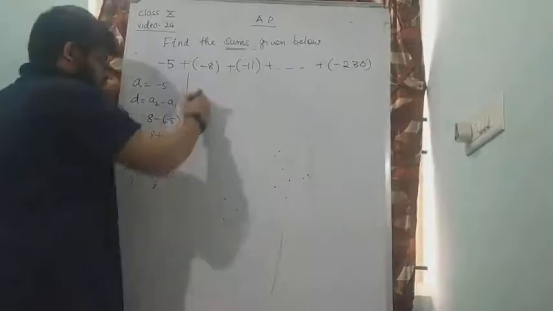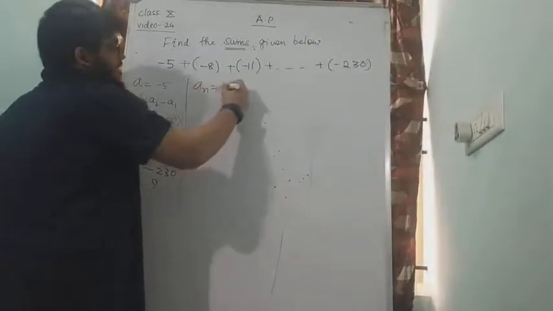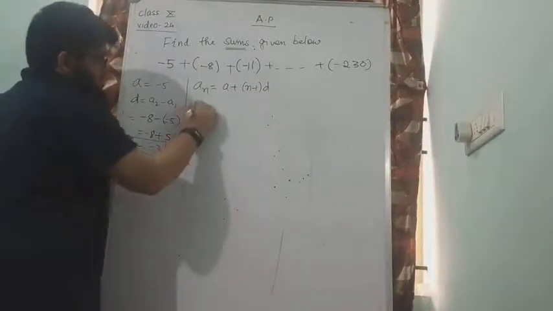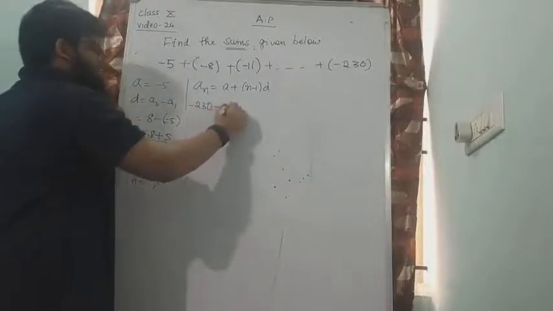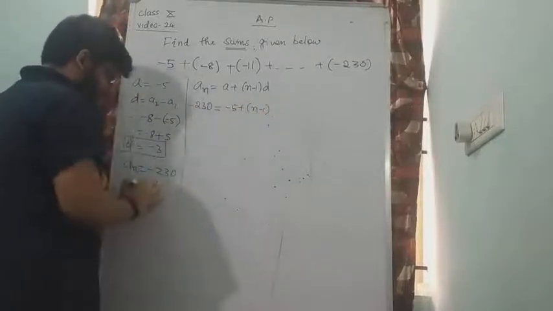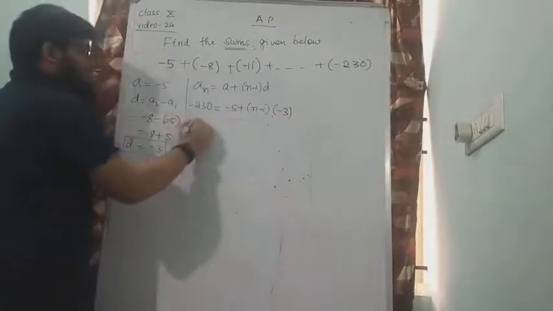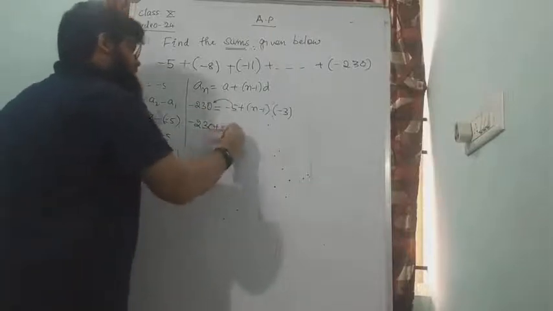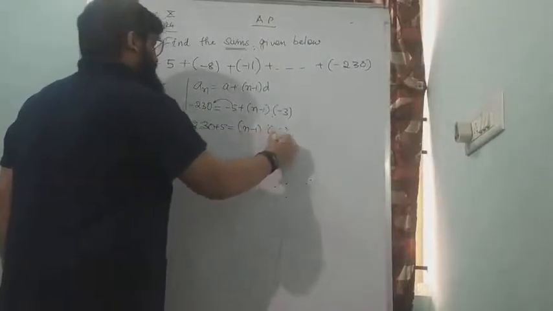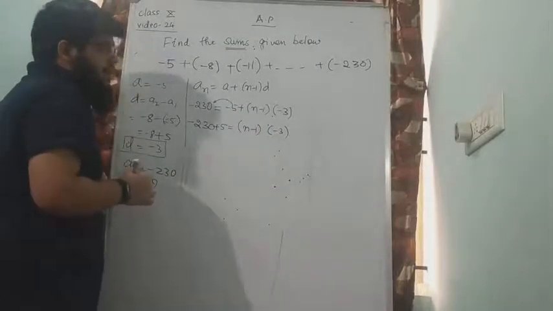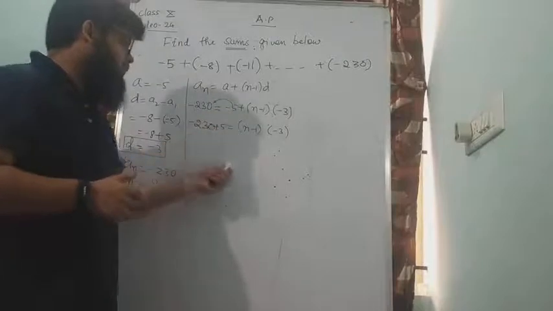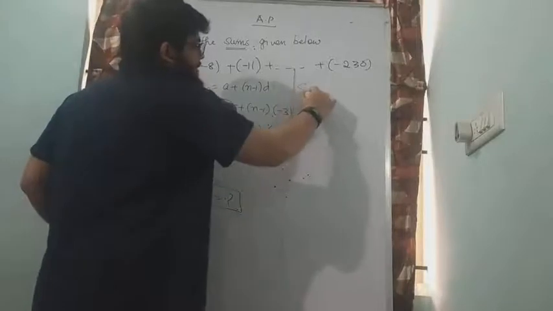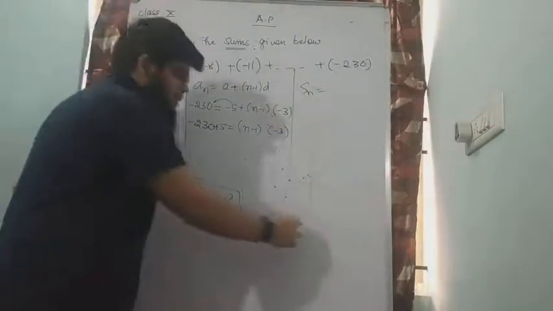So after these values are over, let us make use of the an formula. an is equal to a plus (n minus 1) into d. an is minus 230 is equal to a is minus 5, n we are finding out, and d is minus 3. So minus 230, minus 5 on shifting to the other side becomes plus 5, is equal to (n minus 1) into minus 3. Minus 230 plus 5. Actually what I want you to do is continue the problem from here, find out what will be the value of n, and after that make use of the Sn formula, and then find out what will be the value of Sn.